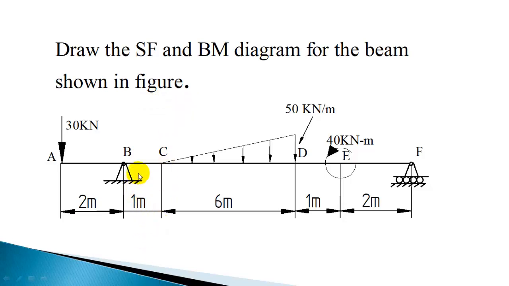So this beam is supported at B and F and it's subjected to a point load of 30 kN at A and a UVL with intensity 0 at one end and 50 kN per meter at the other end. So it's a triangular load acting over 6 meter length, and an anti-clockwise couple of 40 kN at E. As a first step, let us find out the support reactions.